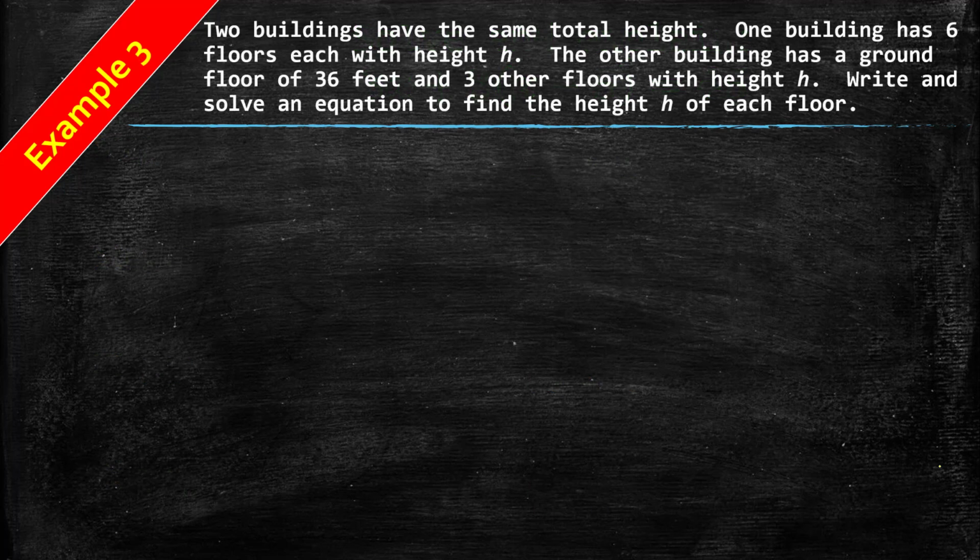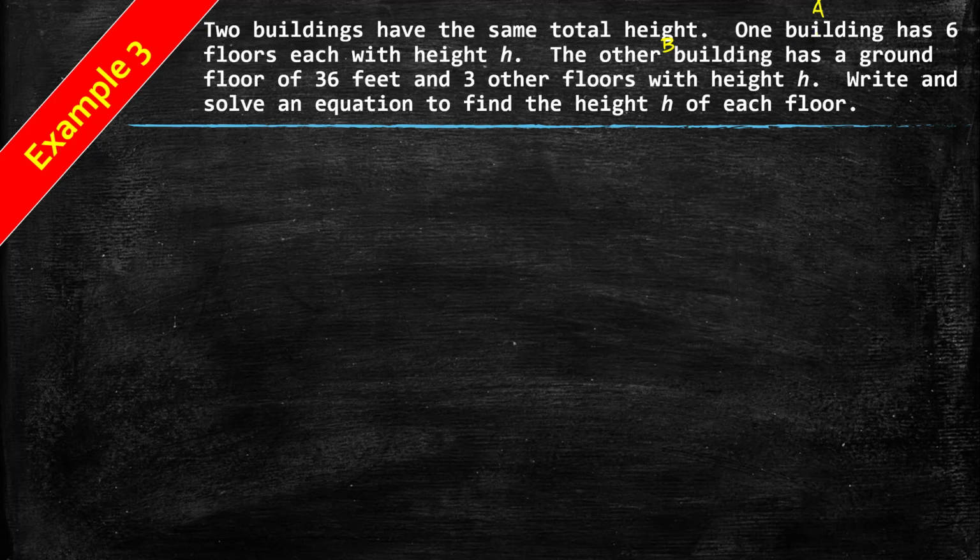And then the final example. We've got 2 buildings that have the same total height. Okay, so we're going to call this building A. We're going to call this building B. One of the buildings is A. The other building is B.